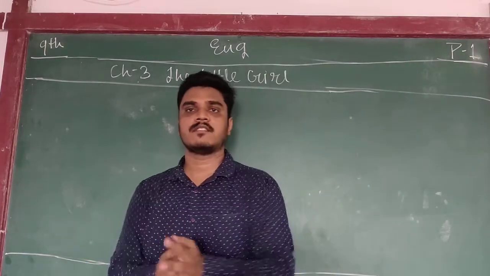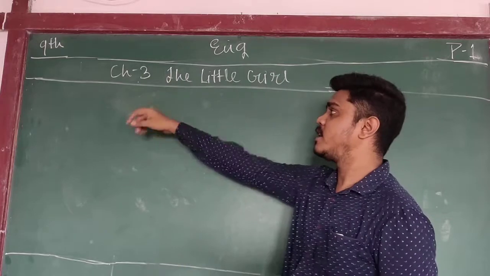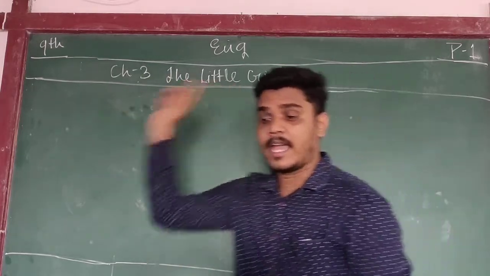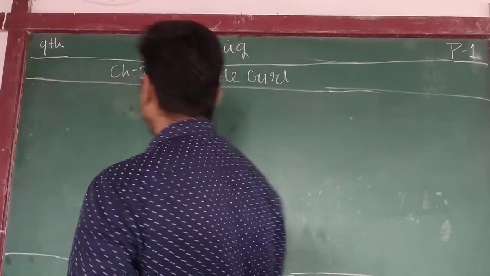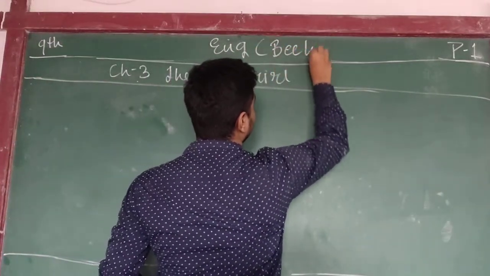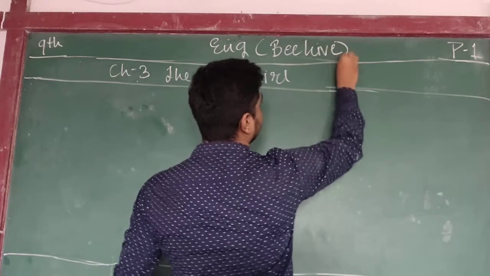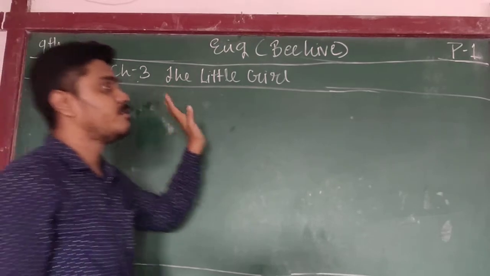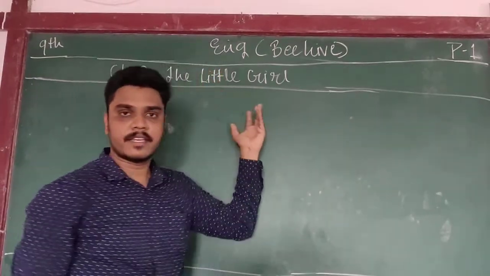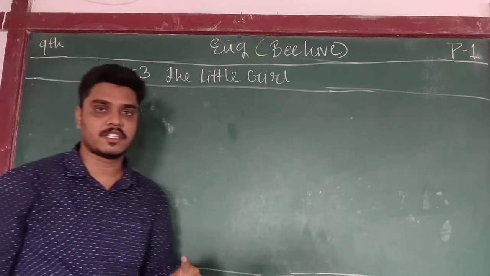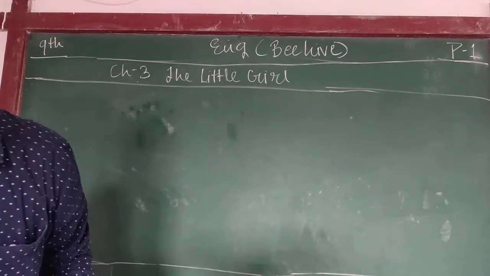Very good morning class. Today, ninth standard, we are going to learn about chapter 3, The Little Girl, from Beehive. As the regular procedure, it is chapter, meanings and then explanation. So let's get started.